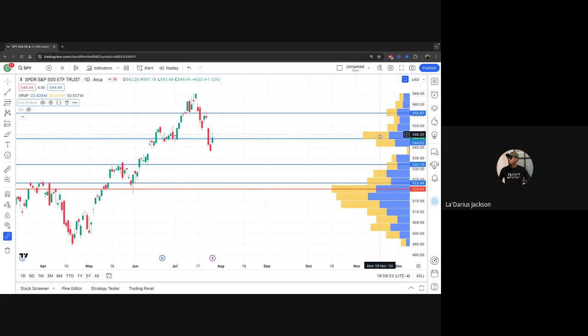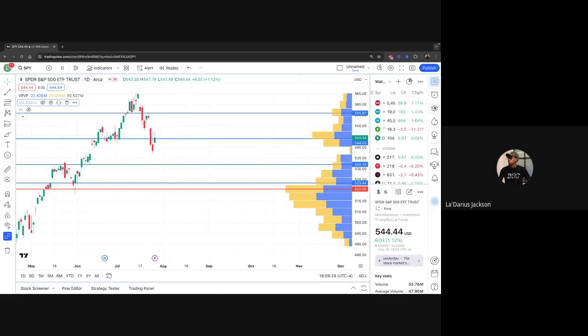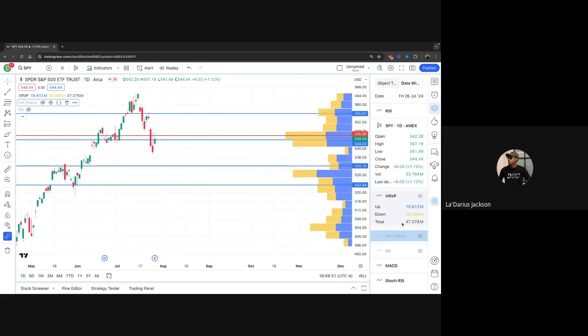So if it's yellow and blue, these are like the yellow data. Let me show you. Open my data window. So the yellow is sell data. You can see we have up, down, and total. The up, of course, is buy data, buying volume. The down is selling volume. The total is just total volume for that price point.